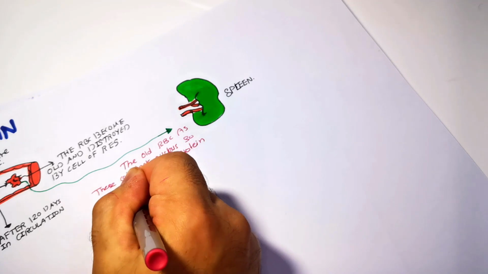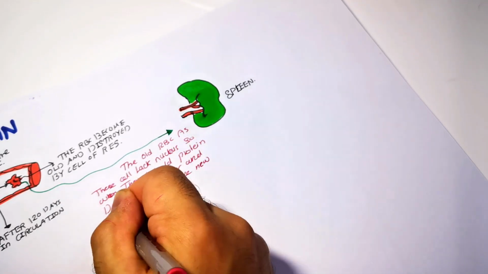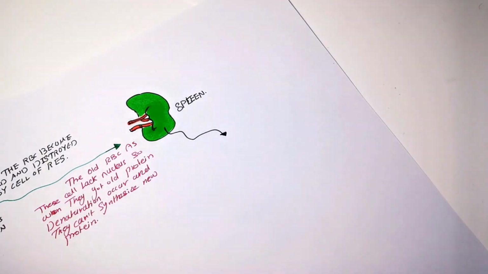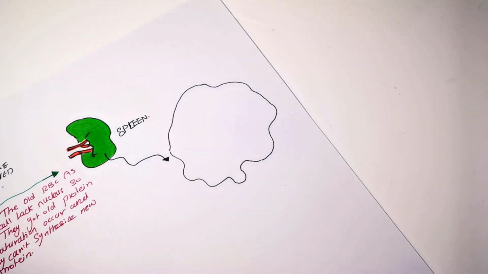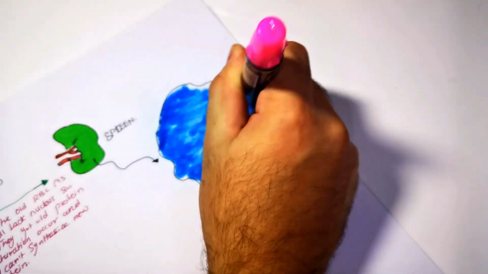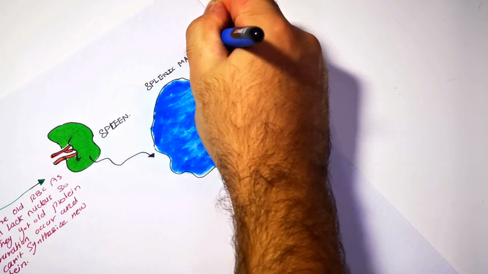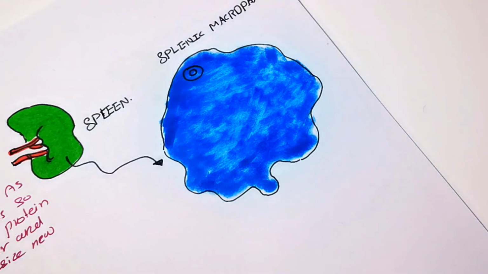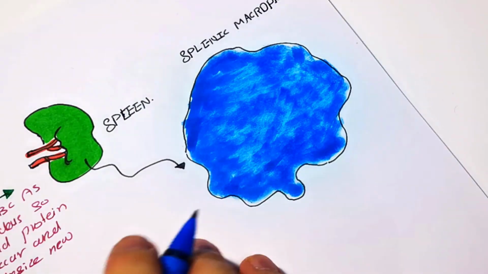This is the spleen. And the spleen is considered the most important site in which red blood cell destruction occurs. Inside the spleen there is a macrophage, which is known as the splenic macrophage. This splenic macrophage will engulf these old RBC. And you know that these old RBC are formed by hemoglobin and also structural protein.